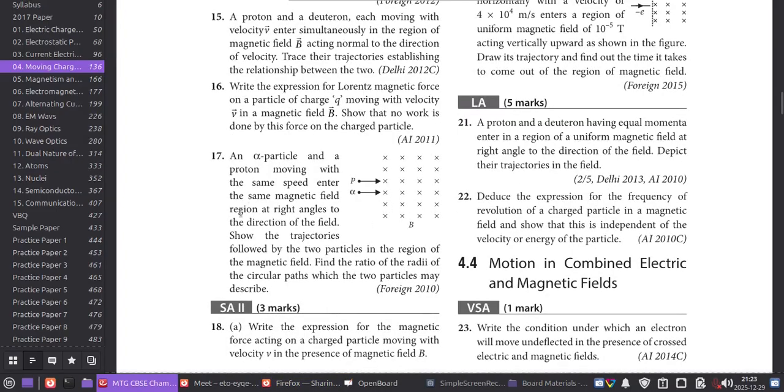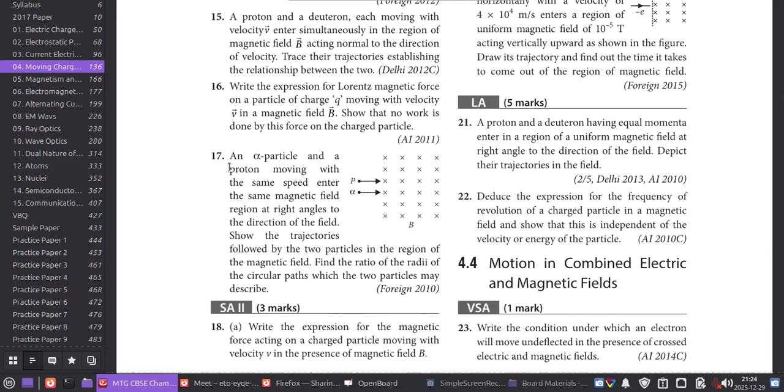Similarly, in this case, alpha and proton both experience a force in the upward direction. Only the difference is the sizes are different. The charge of the alpha is 2 times the electronic charge, the proton is 1 time the electronic charge, and the mass of the proton is m while alpha is 4m. So calculate the size of the radius and draw the trajectory for this case.